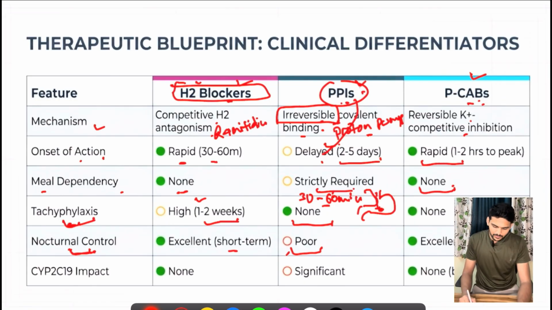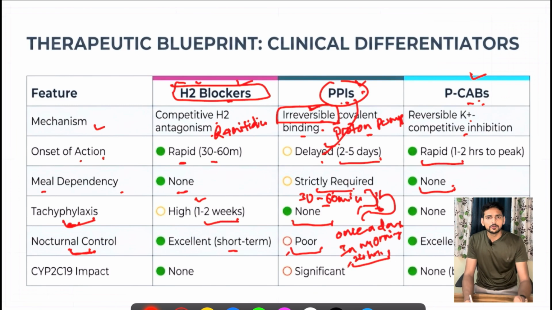Mainly, as you all know, the drug will be given usually once a day, and generally it is suggested to take in the morning, 30 to 60 minutes before breakfast. So that action, usually we can say it will last for 24 hours, but at the end of this action time, there will be again regeneration of the newer proton pumps. This irreversible action will be followed by regeneration at the end of it.